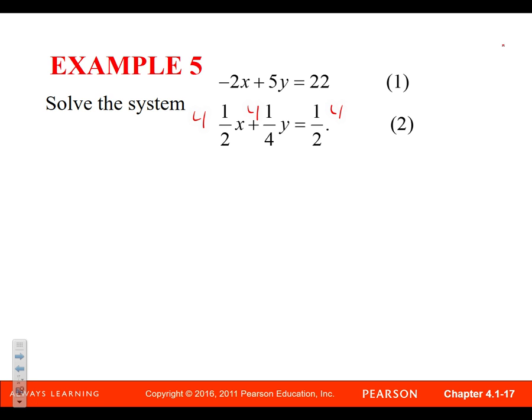Watch what happens. 2 goes in there twice, so that becomes 2x. 4 goes in there once, so that stays as a y. Equals, 2 goes in there twice, so it becomes that. Did everybody see what I did? Let me make it clearer then. I found that the common denominator was 4, so I multiplied the whole equation by 4. So everything got multiplied by 4, and that produced a new equation down here, which is 2x plus y is equal to 2. Much easier, yeah?